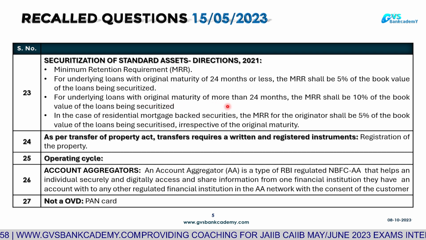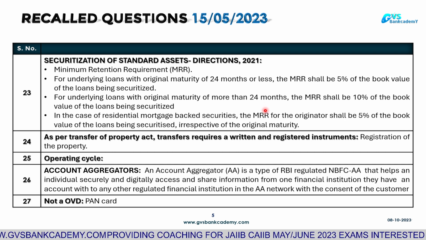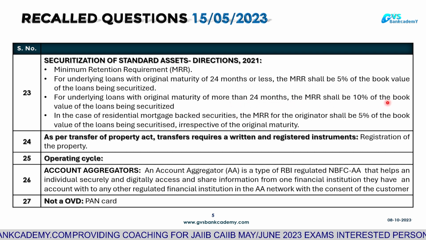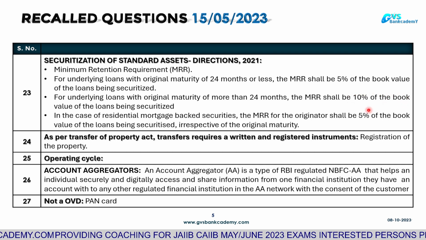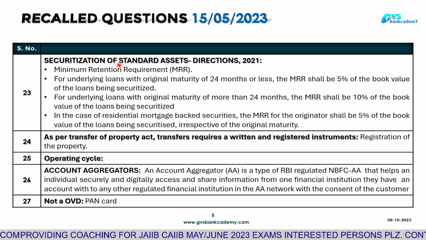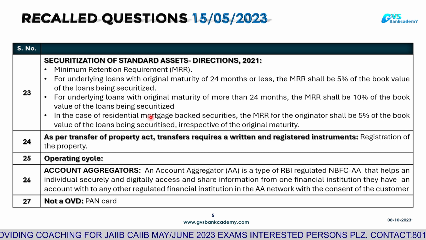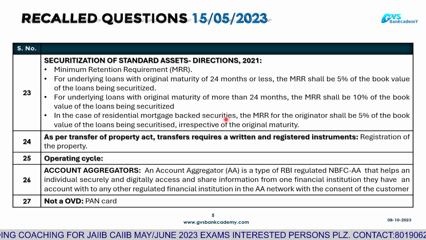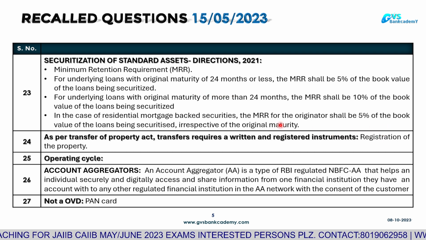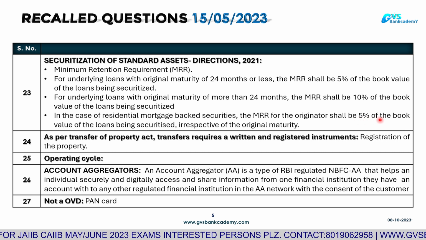Where the original maturity is more than 24 months and they want to securitize the loans, out of the book value of total loans they have to retain 10% in their books, and the remaining 90% they can securitize as standard assets. In case of residential mortgage-backed securities, irrespective of original maturity, they can retain 5%.